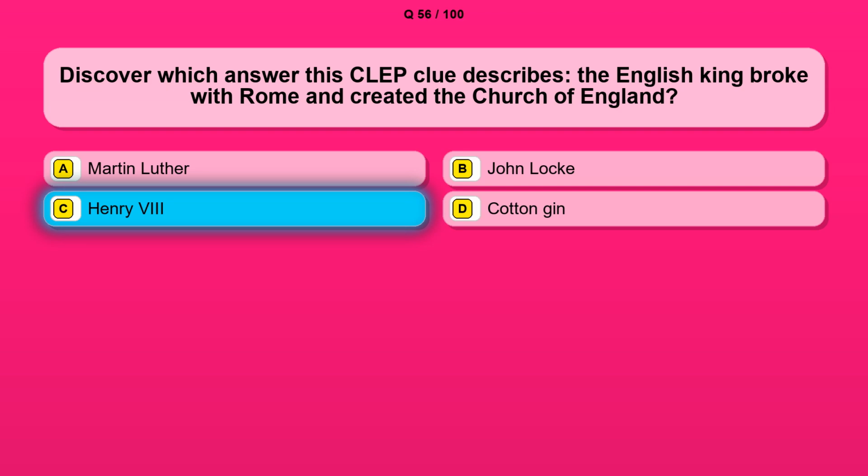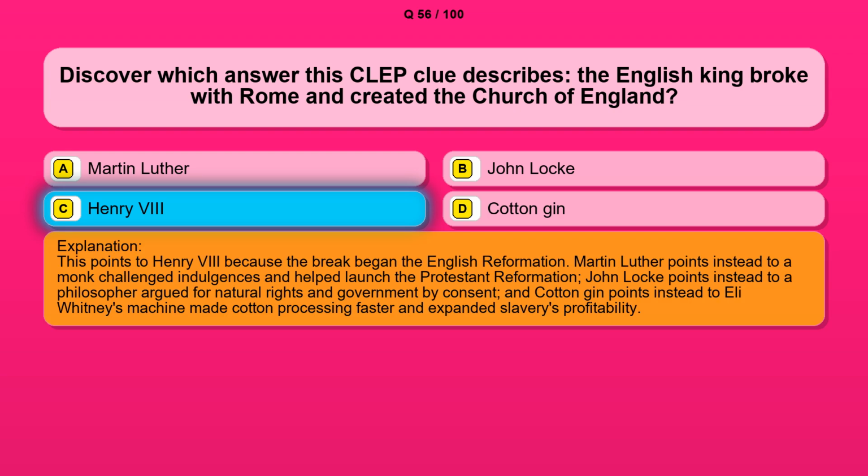The correct answer is option C, Henry VIII. This points to Henry VIII because the break began the English Reformation. Martin Luther points instead to a monk challenged indulgences and helped launch the Protestant Reformation. John Locke points instead to a philosopher argued for natural rights and government by consent, and Cotton Gin points instead to Eli Whitney's machine made cotton processing faster and expanded slavery's profitability.